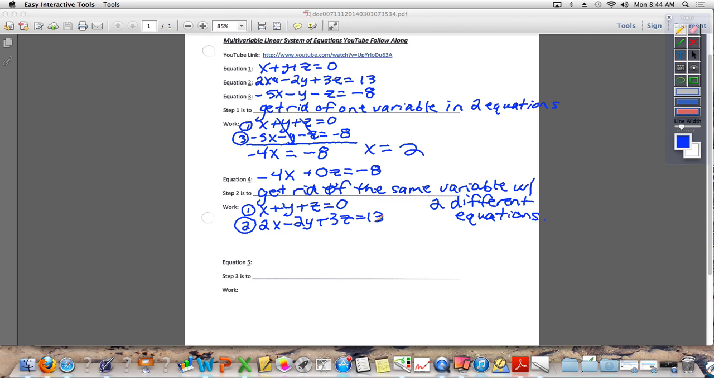We're going to have to multiply the first equation by 2. Do you see why I'm doing that? If I multiply the first equation by 2, these y's are going to become opposites. So I'm going to multiply everything here by 2, and that's going to get me 2x plus 2y plus 2z is equal to 0. Make sure you multiply every single term, even after the equal sign.